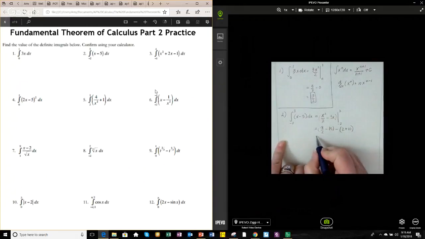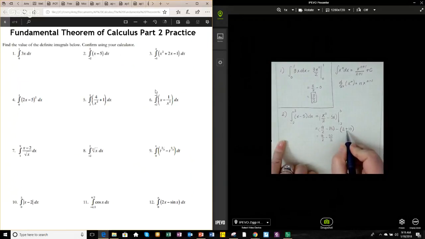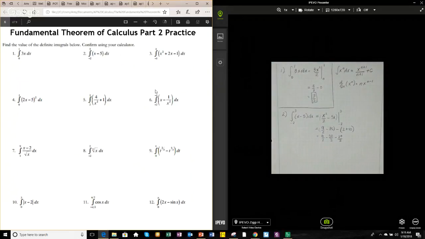And let's see what we get here. We get 9 halves minus 30 halves. And this is going to be minus 12, which is minus 24 halves. And that's going to be negative 54 plus 9, which is negative 45 halves.